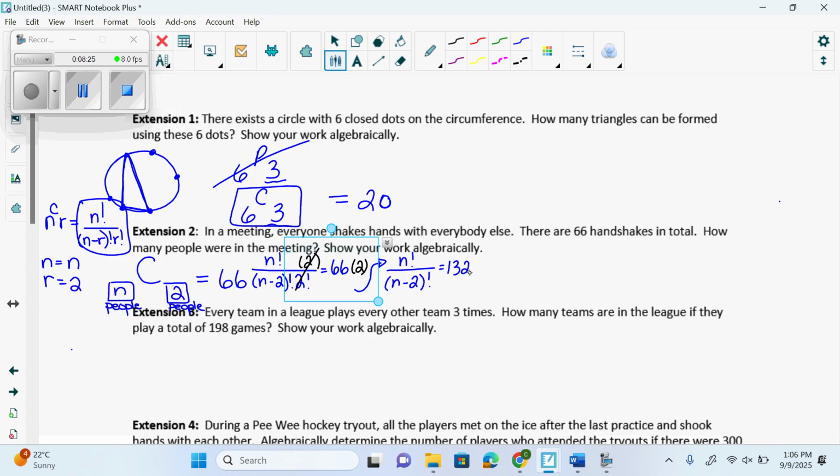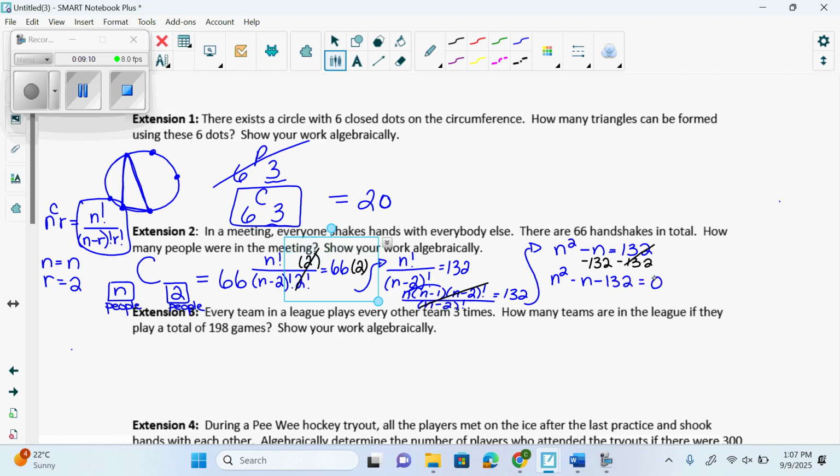Then what did we do before? Expand the bigger one. Which one's bigger, n or n minus 2? n. So we're going to get n times (n minus 1) times (n minus 2) factorial over (n minus 2) factorial equals 132. Those cancel, and I'm left with n squared minus n, because I'm going to distribute, equals 132. Subtract my 132, so now I'm just doing grade 11 stuff. And I get n squared minus n minus 132 equals 0.